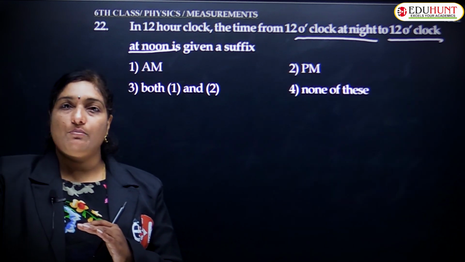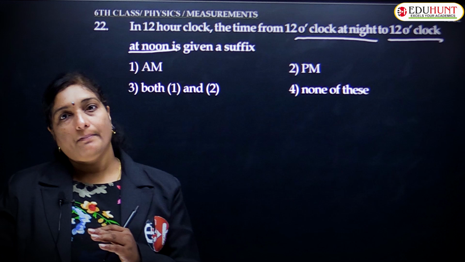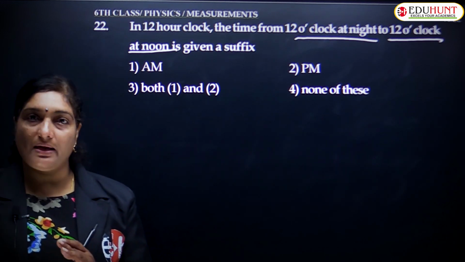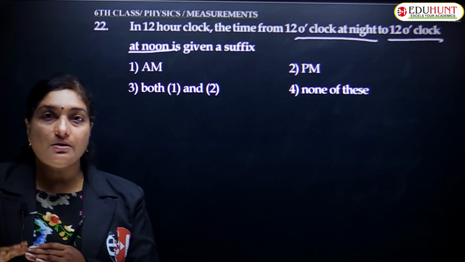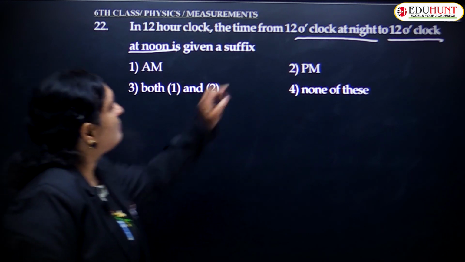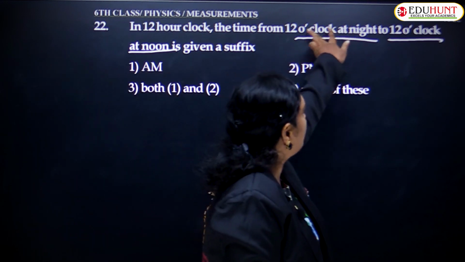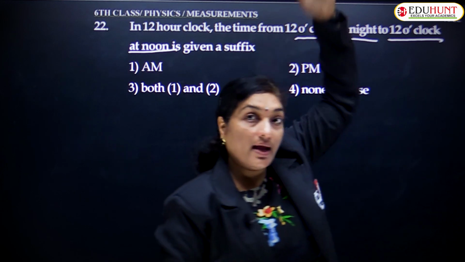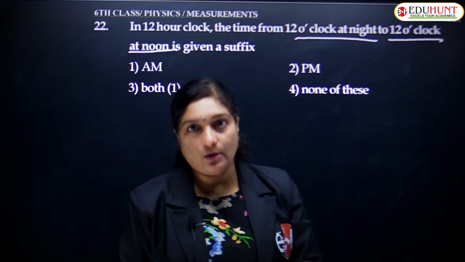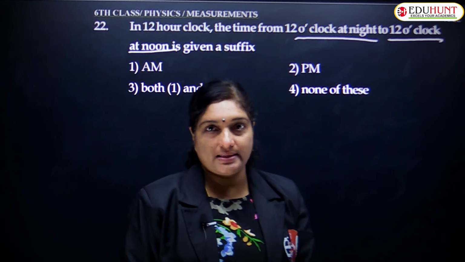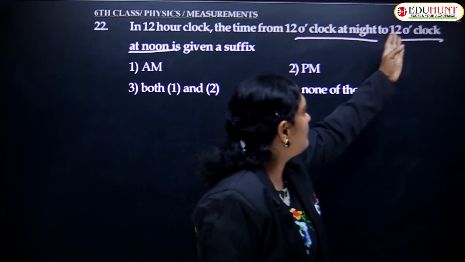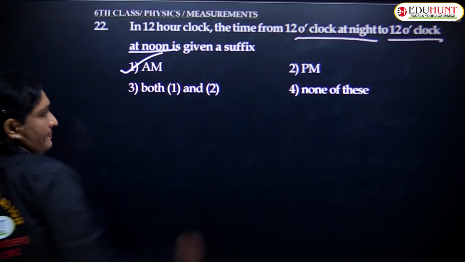Morning means a.m. Evening means p.m. Afternoon, when you are having your lunch, is called p.m. Until you sleep, it is p.m. After midnight, any time is counted in a.m. So from 12 o'clock midnight to 12 o'clock noon, it is counted as morning only. You wake up at 6 o'clock, 7 o'clock, no? That is called a.m., morning hours. So every such time is counted in a.m. only.